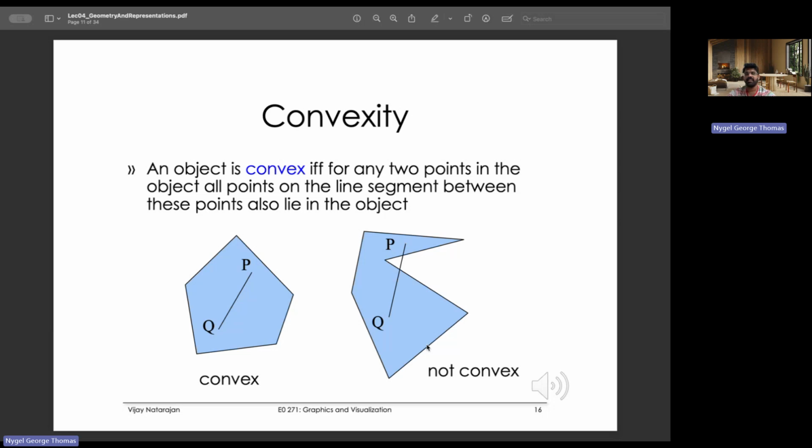Convexity, in terms of geometry: an object is said to be convex if and only if, for any 2 points in the object, all points on the line segment between these points also lie inside the object. So this is convex. If you take any 2 points on this object and join them using a line segment, the line segment lies within the object, but the shape on the right is not a convex shape.